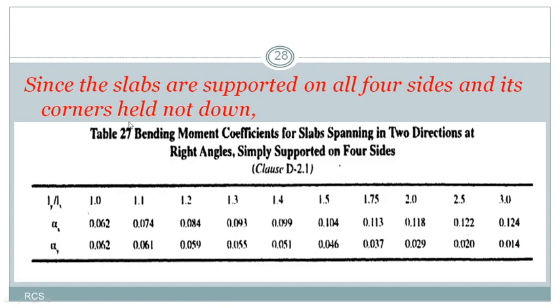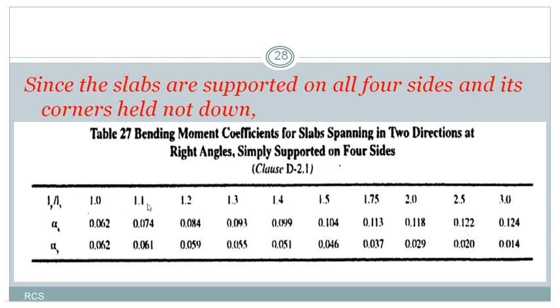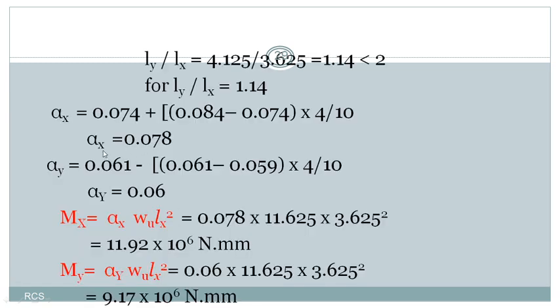Let us see. The Ly by Lx ratio is 1.14, and we do not have the alpha x and alpha y values directly. The 1.14 lies between 1.1 and 1.2, so we get values somewhere here and here. If you do the interpolation technique, we get alpha x equal to 0.078 and alpha y equal to 0.06.